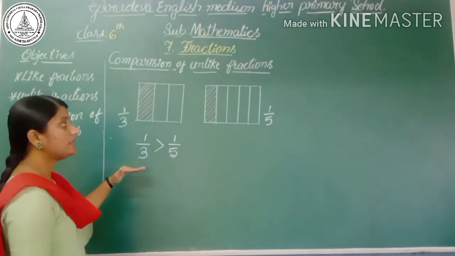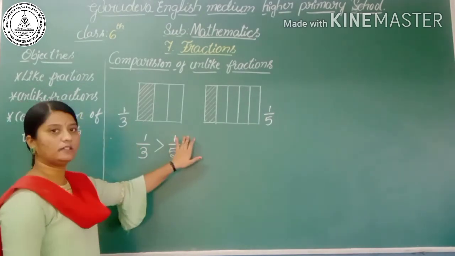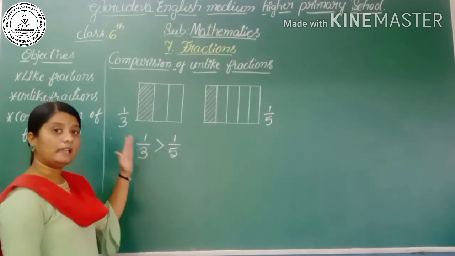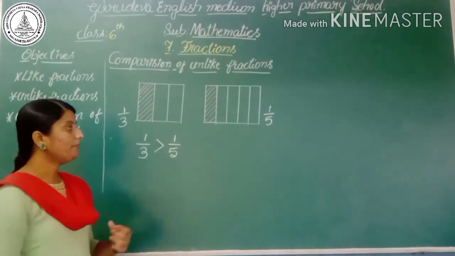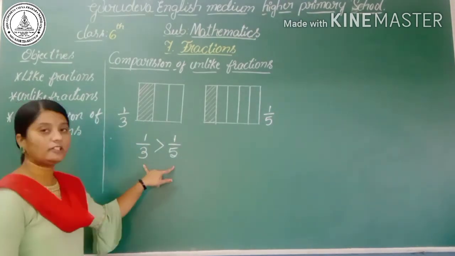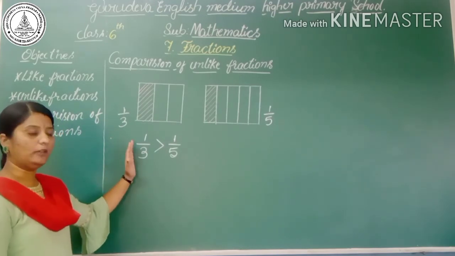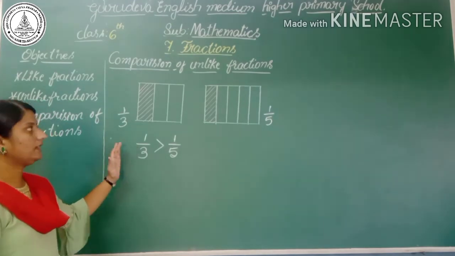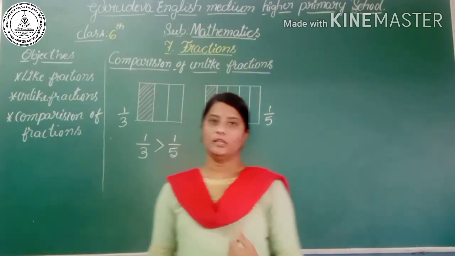Now we can say that if two fractions have the same numerator with different denominators, the fraction having the lesser denominator is the greater fraction. Once again, if two fractions have the same numerator and different denominators, the one with the lesser denominator value is the greater fraction. Is it clear? Then let's compare the fractions with different denominators and numerators.